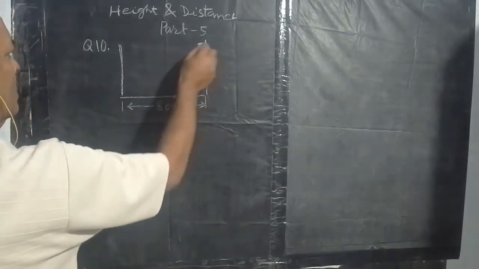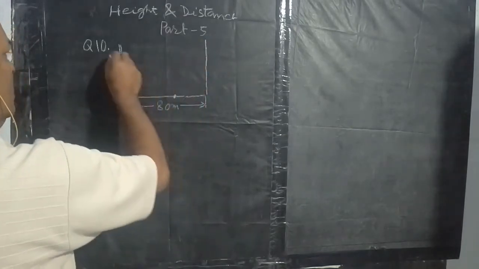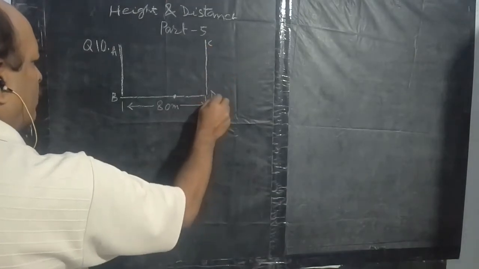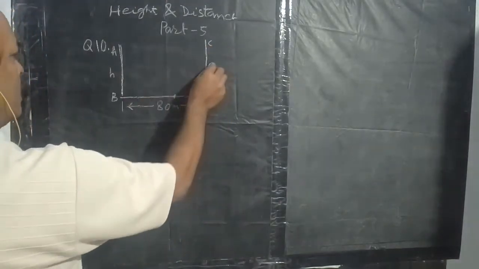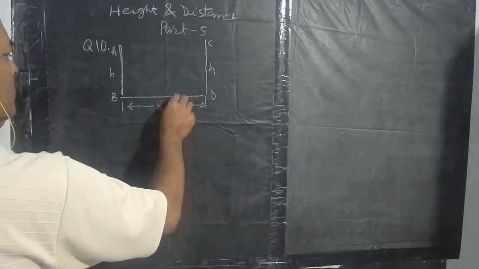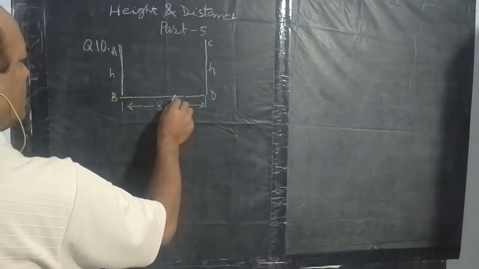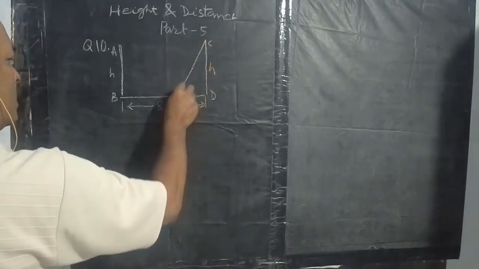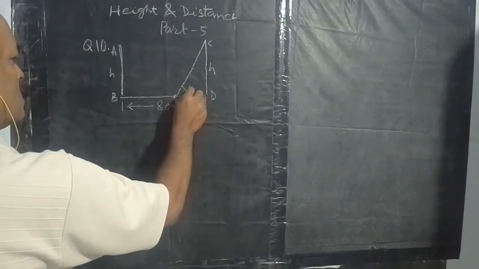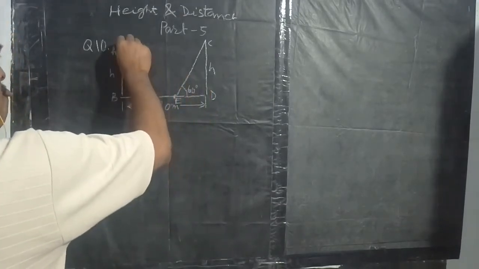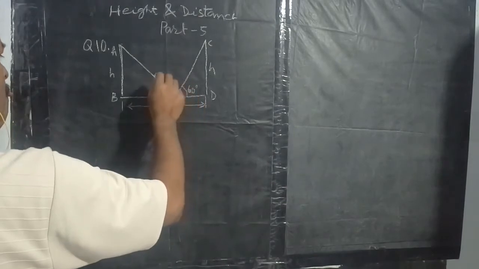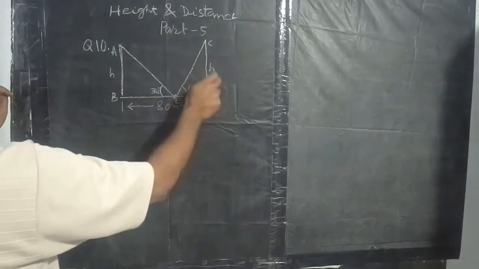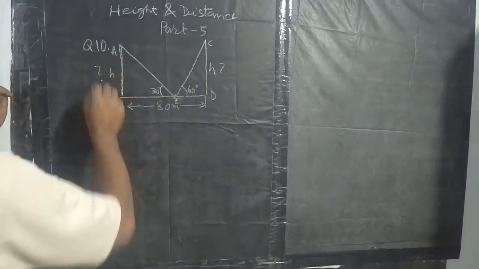Suppose the poles are AB and CD, and the height is the same, suppose both heights are H. Suppose this point is E. From point E, when looking at the top of C, the angle is 60 degrees, the closer one, and looking at the top of A, this angle is 30 degrees. Now you have to find out the height.